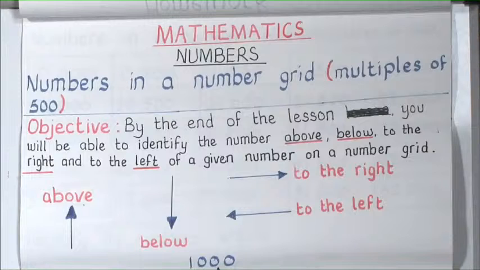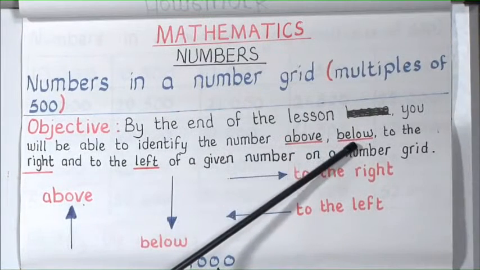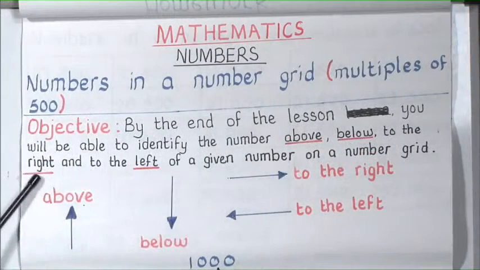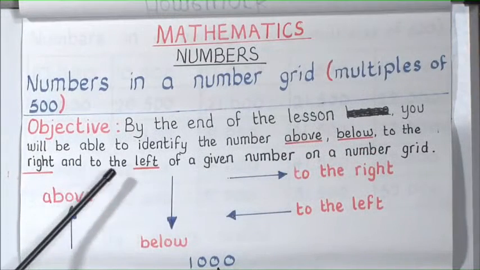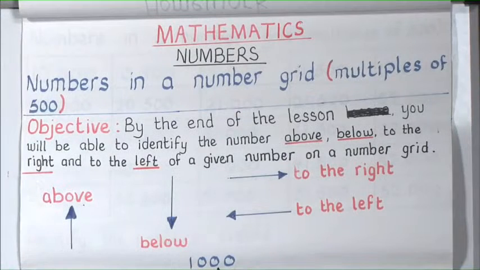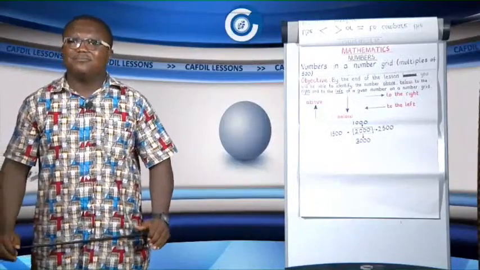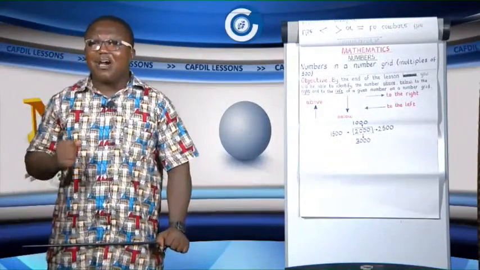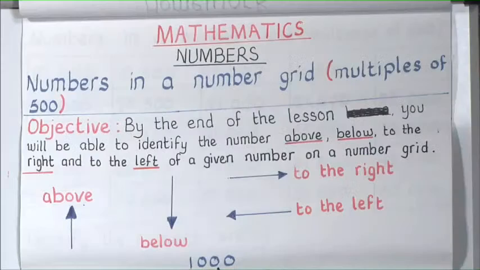Learners, let's look at our objective. By the end of the lesson, you will be able to identify the number above, below, to the right, and to the left of a given number in a grid. Learners, this is our objective for today's lesson.